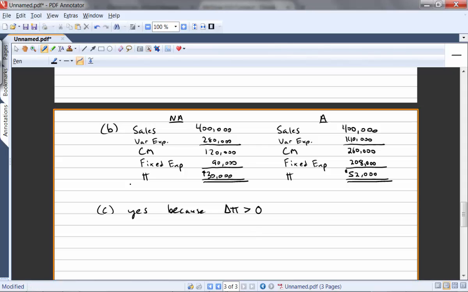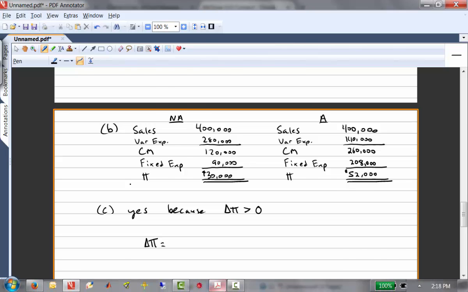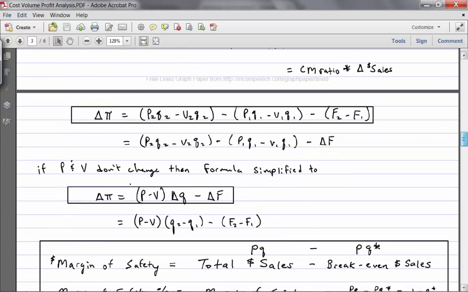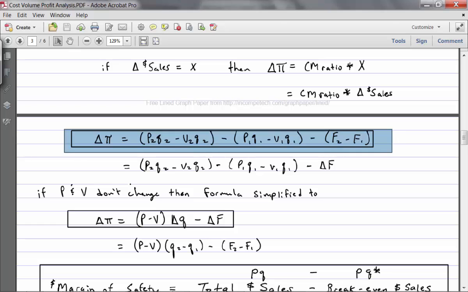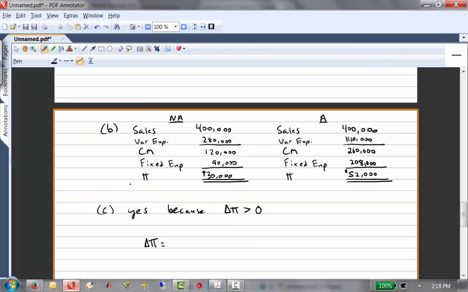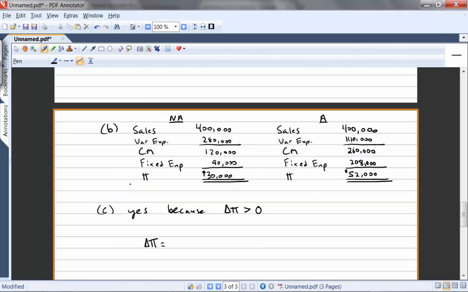Now we could verify that the change in profit is bigger than 0 by using our change in profit equation from the lecture notes that we were doing earlier. We would find that the change in profit is exactly $22,000 from not automated to automated. Profit goes up by 22,000. As you can see, 52 minus 30. We would find that this is 22,000 if we use that equation. I won't go through that since I've already done it in a previous problem.